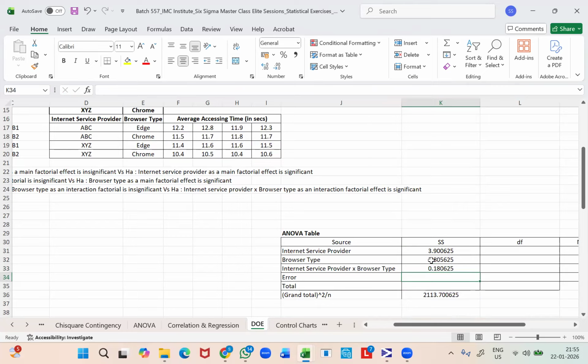And as we did yesterday, before calculating the error sum of squares, we'll calculate the total sum of squares. So for the total sum of squares, we need to square all these individual sample values and sum it up. So the first row, data points. And now the second row, data points. Put a bracket.